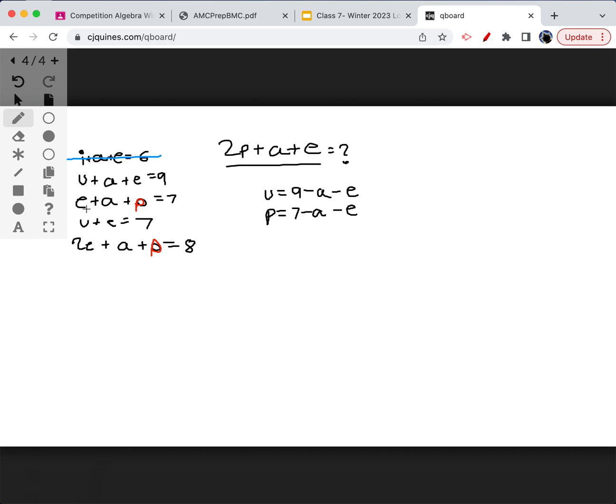For example, in this equation, e plus a plus p is equal to 7, you could have done a is equal to 7 minus e minus p. But we haven't used that p anywhere else so far, so that wouldn't be the best approach. That's why we do p is equal to 7 minus a minus e, since we used a and e in the equation above. Then we have u plus e is equal to 7. It doesn't really matter what you choose to isolate here. Let's just say u is equal to 7 minus e.